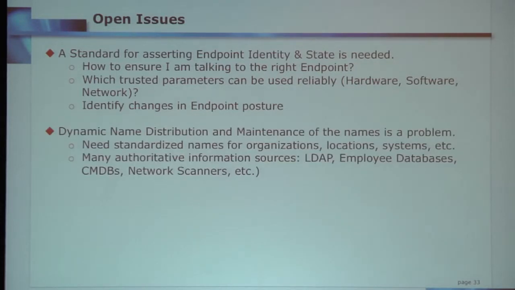So identifying changes in endpoint posture, big deal. Another problem we probably want to solve somewhere down the road is dynamic name distribution and maintenance of names, where we have all these different ways of encoding and presenting names, and storing them in all kinds of different authoritative sources, such as LDAP. Think of Active Directory, SQL databases, CMDBs, network scanners, and so forth. But there's really no unified namespace, which also is actually a big problem if we really want to have a unified management approach.